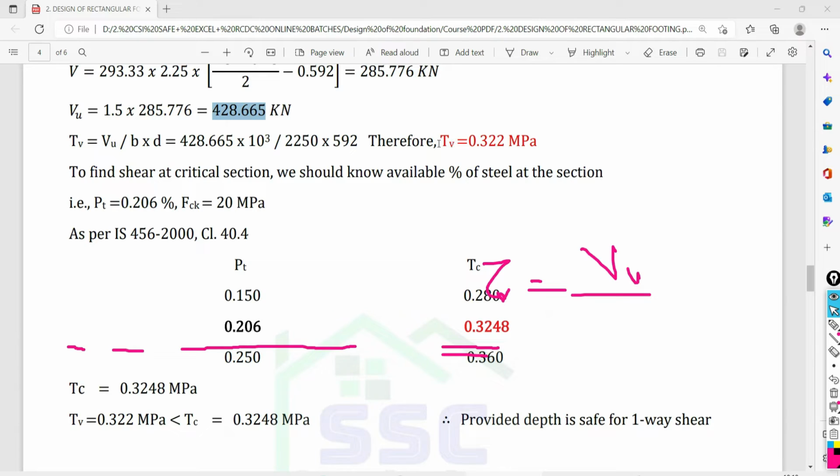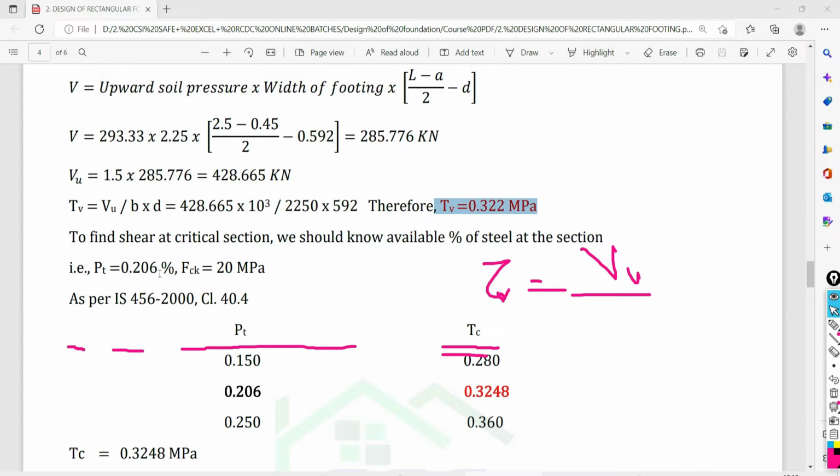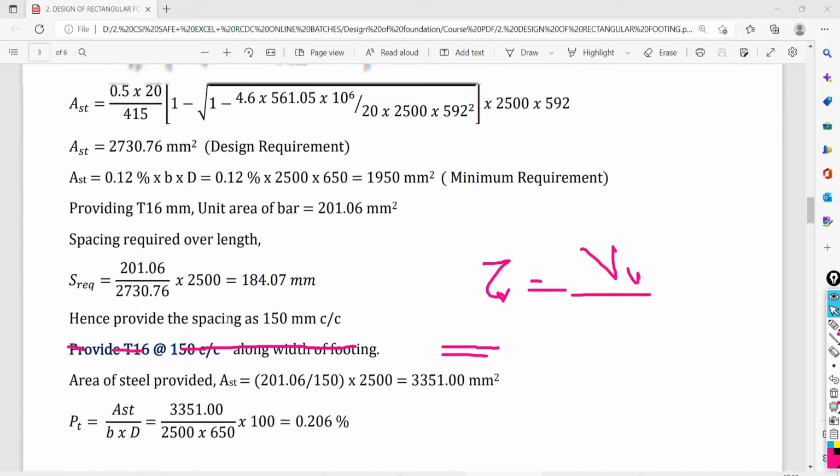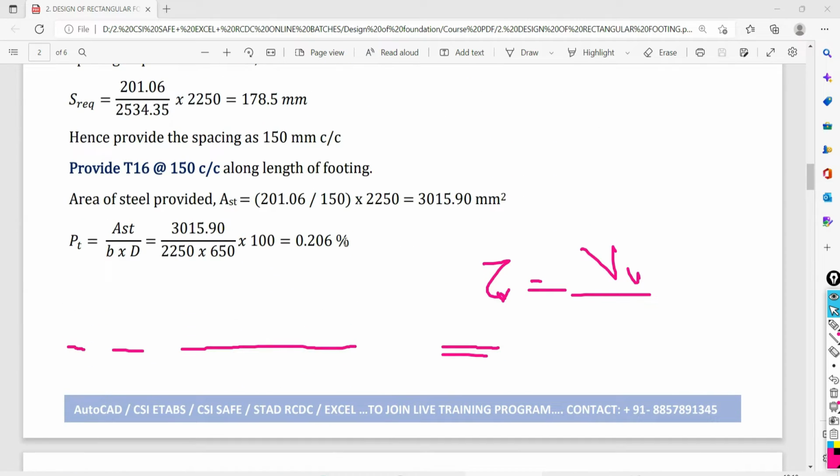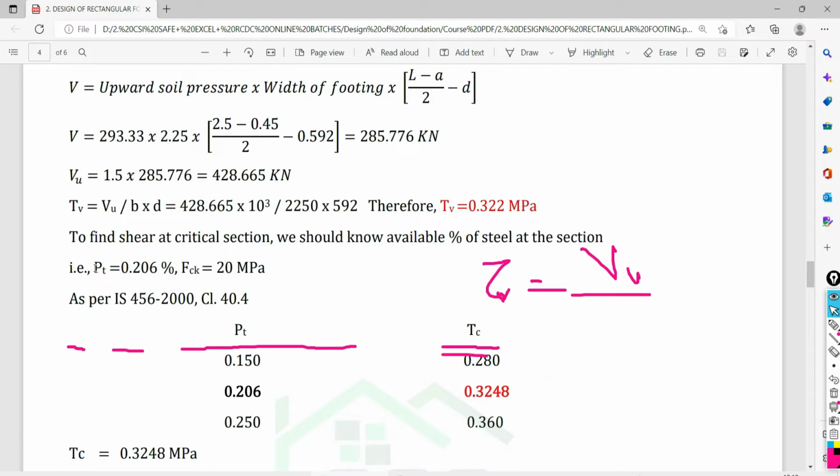Now I have to compare this with the critical shear. To find the critical shear at the proposed section, we should know the percentage of steel at that section. So how much percentage of reinforcement is there along the length of the footing? Along the length, the percentage available is 0.206, which I am going to take into consideration, and the characteristic strength of the concrete is 20. These two important factors decide how much critical shear is there at the proposed section.